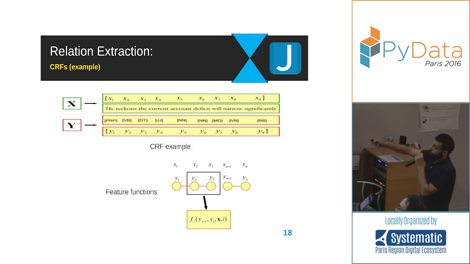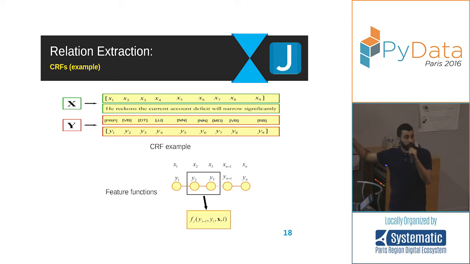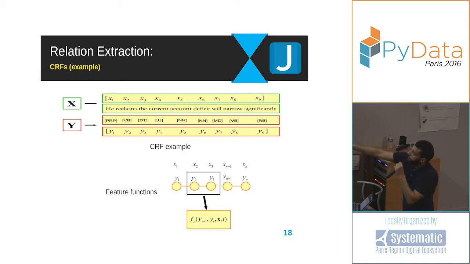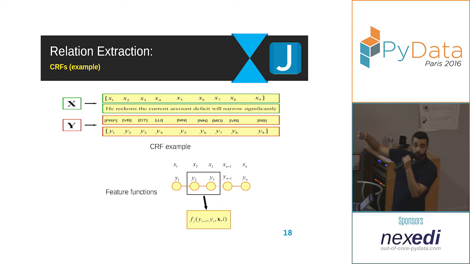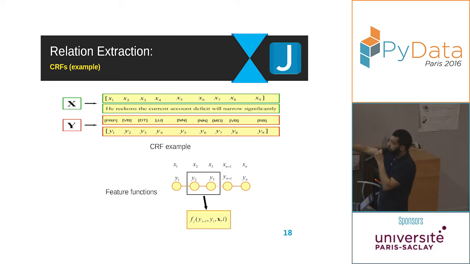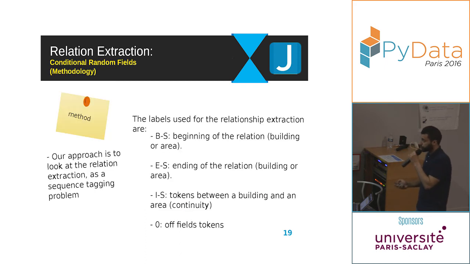This is an example of using the CRF, conditional random fields, on part of speech tagging problems. As we can see, as input vectors, we have a sentence, and as output vectors, we have a list of tags. As you can see here, the feature function is based on the present element and the preceding element.